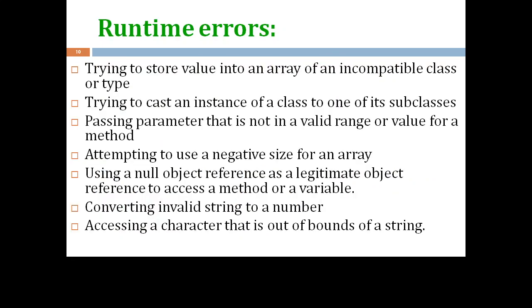So how do these arise? Trying to store a value into an array of an incompatible class or type, trying to cast an instance of a class to one of its subclasses, passing a parameter that is not a valid range or value for that method, attempting to use a negative size for an array, using a null object reference as a legitimate object reference to access a method or a variable, converting an invalid string to a number, accessing a character that is out of bounds of a string. All these are runtime errors. These cause runtime errors, and the program will terminate abnormally if we have not used a guarding statement.